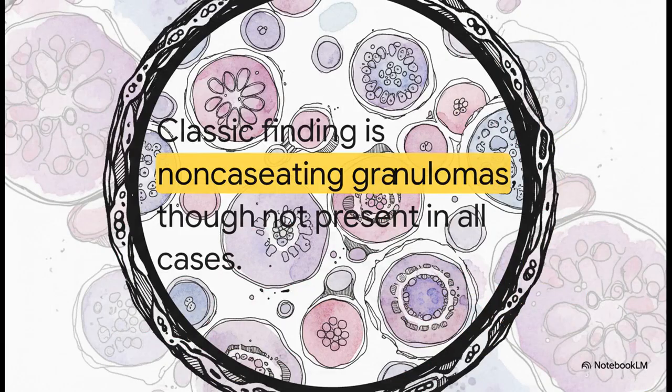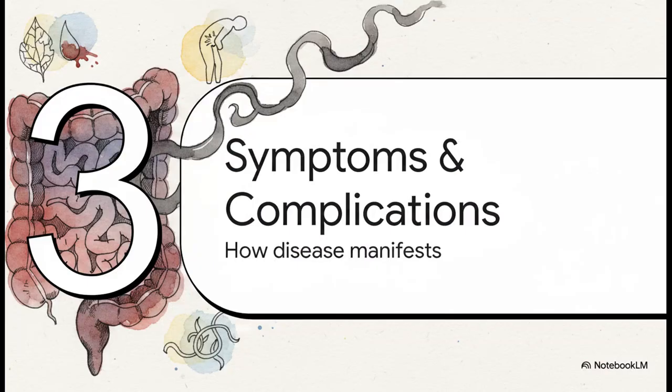Now, if we zoom in under the microscope, the absolute classic histologic finding is non-caseating granulomas. Okay, test takers, listen up. This is a massive, high-yield detail for you. While these granulomas are considered a hallmark of Crohn's, actually, scratch that. You won't see them every time. They really only show up in about 30% of mucosal biopsies. Still, if a clinical vignette ever mentions non-caseating granulomas in a gut biopsy, your mind needs to immediately jump straight to Crohn's disease. Which brings us to Section 3, Symptoms and Clinical Complications.